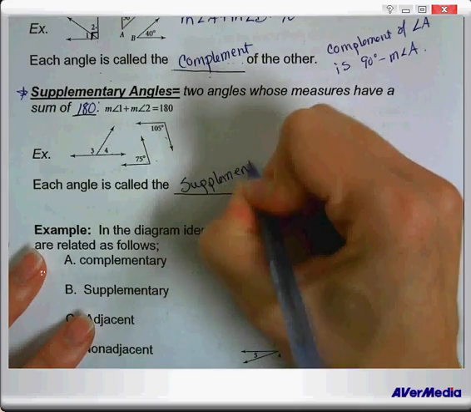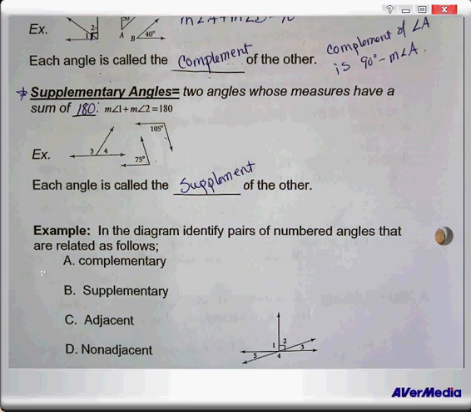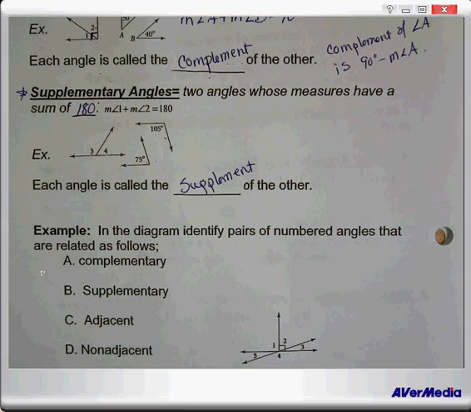Now, here's another thing you need to remember. Supplementary materials in school, you pile lots of extra on. Well, that's what we're going to be doing here. Adding up to 180. It's larger than the complements, which are short and sweet, so they add up to 90. And then supplementary angles, they add up to 180.